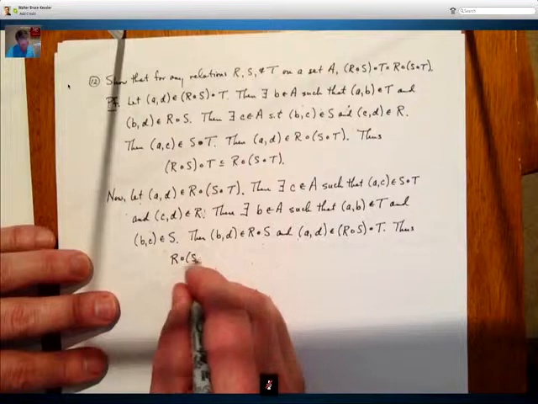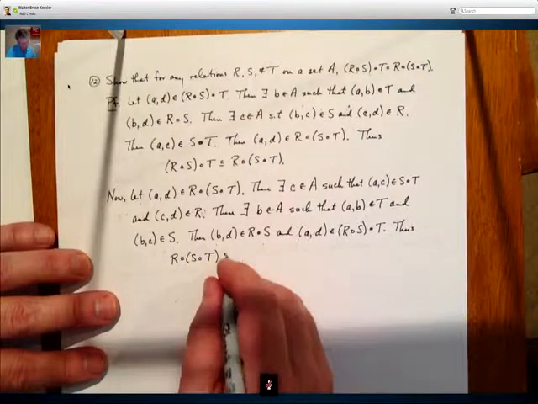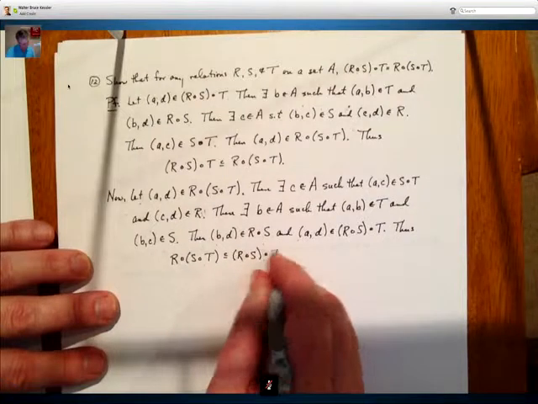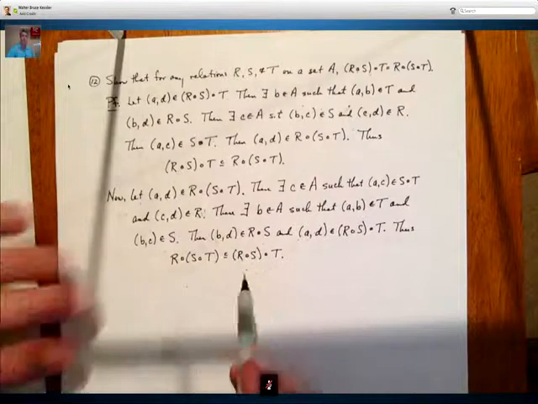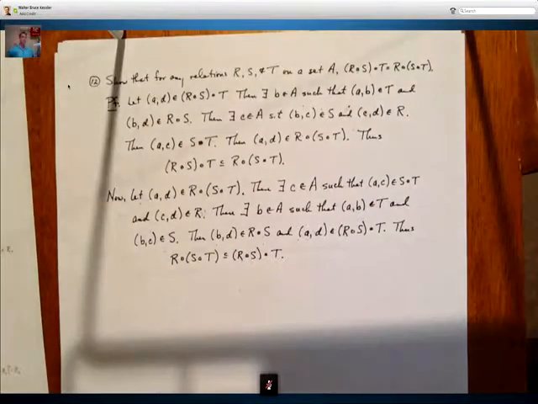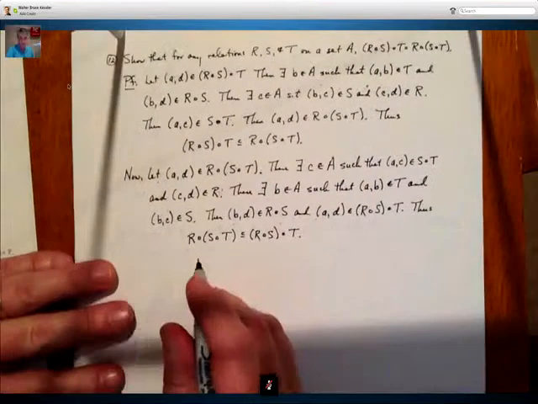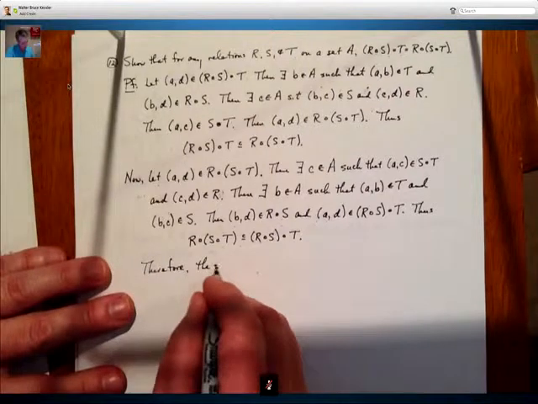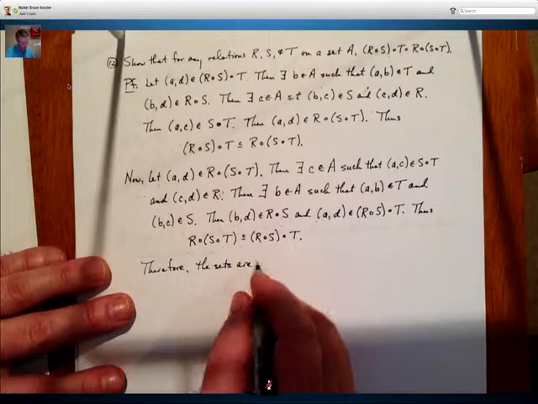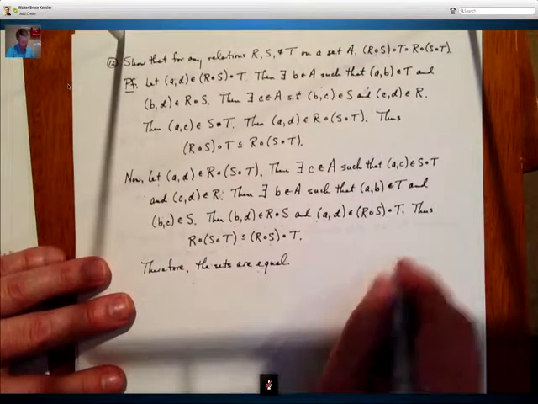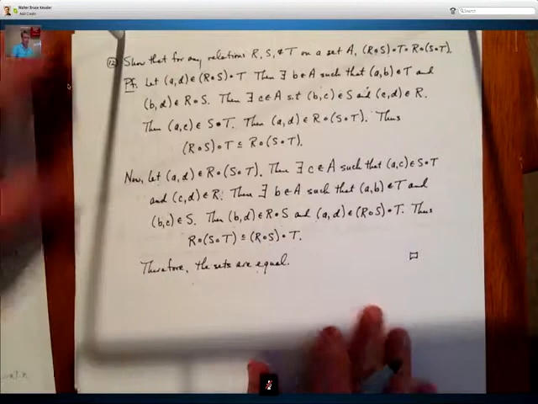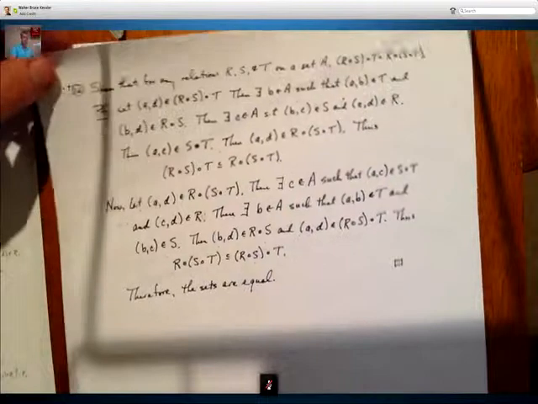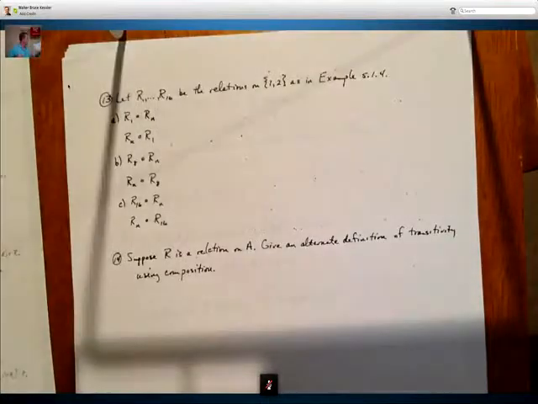Thus, we've shown that R composed with S, composed with T, is a subset of R composed with S, quantity composed with T. So since I've got one subset of the other, this subset of that, therefore, the big finish for this, remember the big finish: the sets are equal, and we are done. Okay. So that's one of the first kind of set proofs we've done, really.